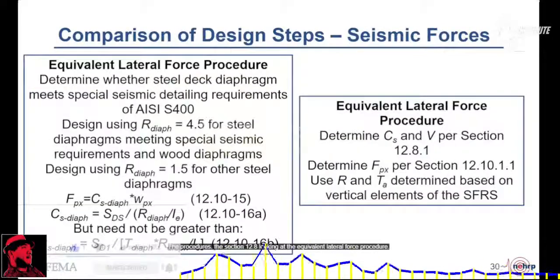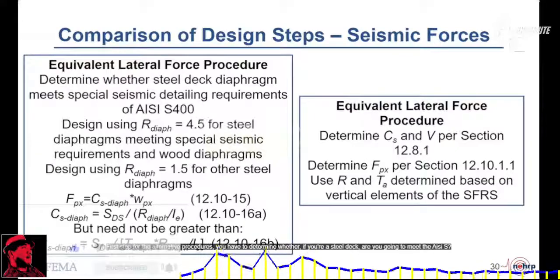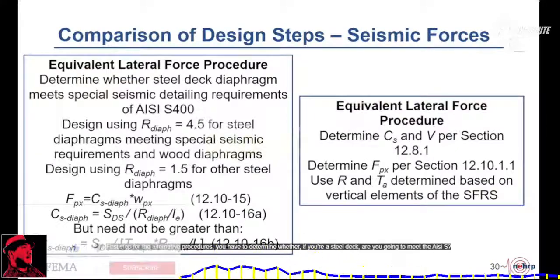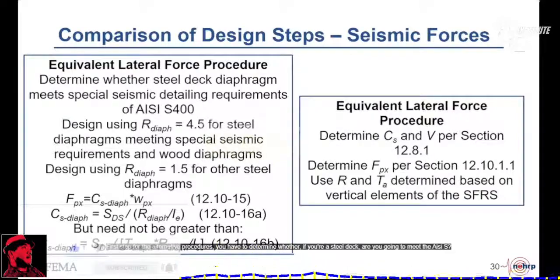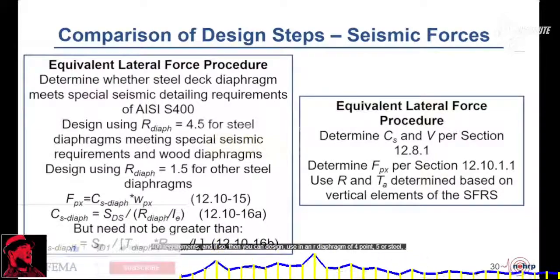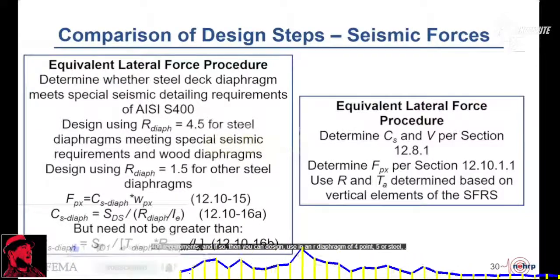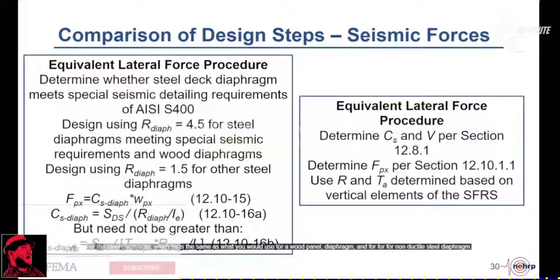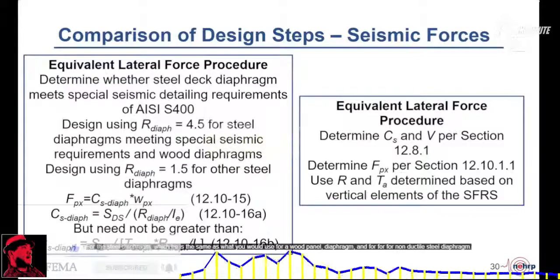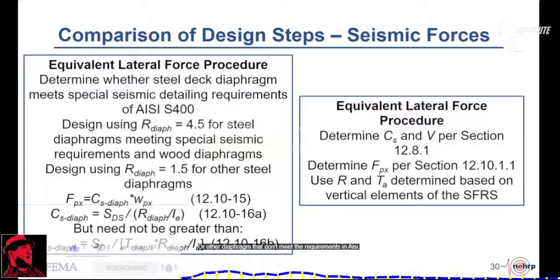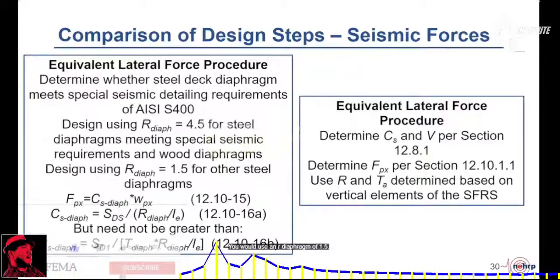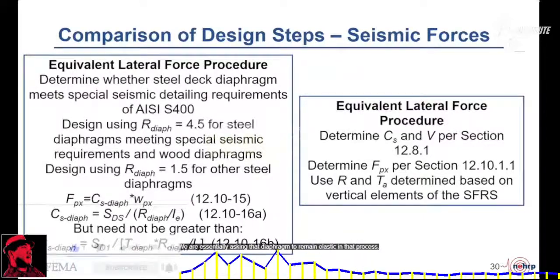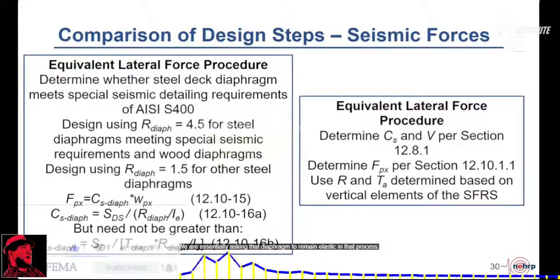Looking at the equivalent lateral force procedure, the first step for the alternative procedure is you have to determine whether, if you're a steel deck, you are going to meet the AISI S400 requirements. If so, then you can design using an R diaphragm of 4.5 for the steel diaphragms, which is the same as what you would use for a wood panel diaphragm. For non-ductile steel diaphragms or other diaphragms that don't meet the requirements in AISI, you would use an R diaphragm of 1.5. We are essentially asking that diaphragm to remain elastic in that process.